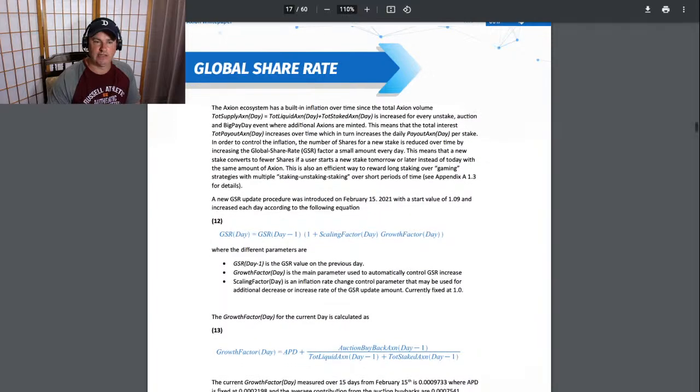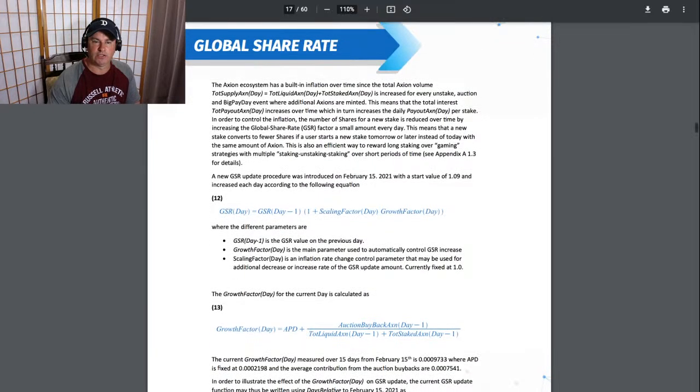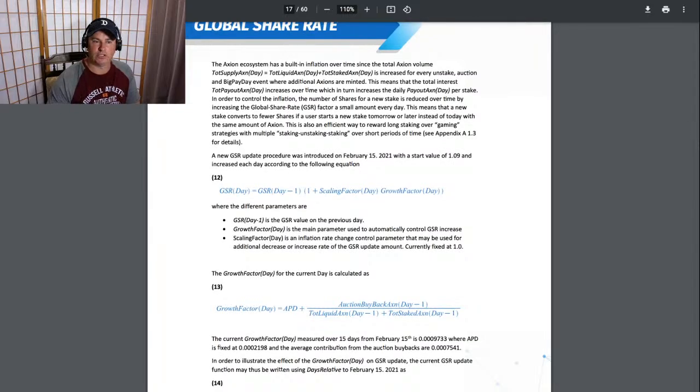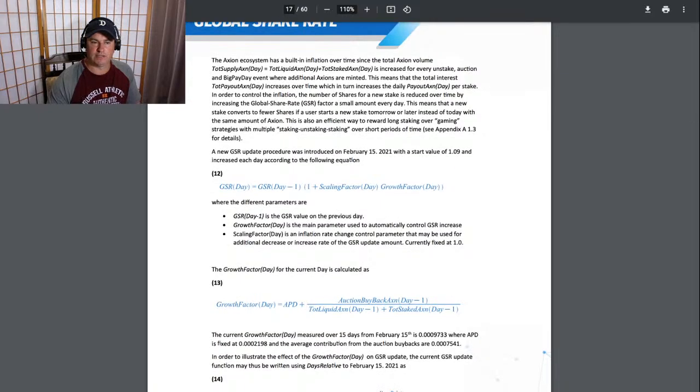A new GSR update procedure was introduced on February 15, 2021 with a start value of 1.09. So that was where it restarted and increased each day according to the following equation. So this is the equation that we want to look at. GSR, that's the global share rate, day minus 1. So this is a bit more complicated than maths. I didn't really want to go too much into the maths on this one. 1 plus scaling factor a day and the growth factor, where the different parameters are: GSR day minus 1 is the GSR value on the previous day.